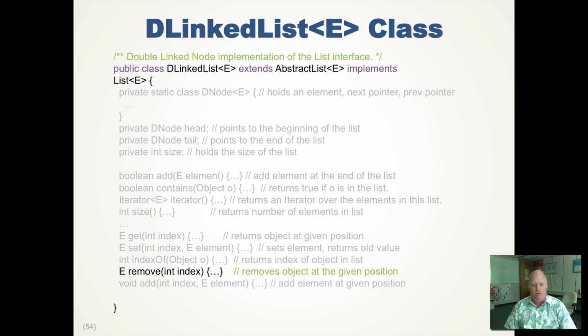Remove: traverse forwards, and then remove the node by changing the previous and the next pointers appropriately. Add: again, traverse to the index, create a new node, set up the pointers. All of these are big O of n operations because we're traversing the list.